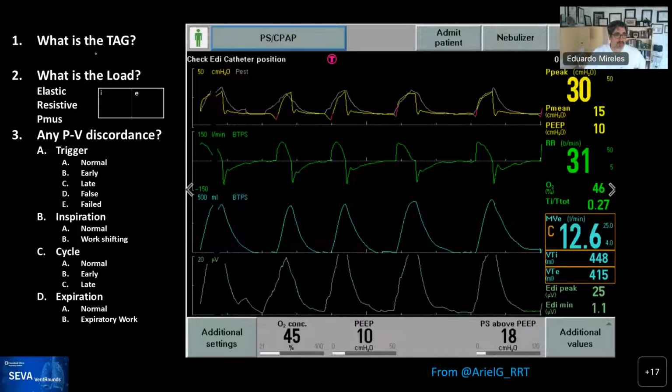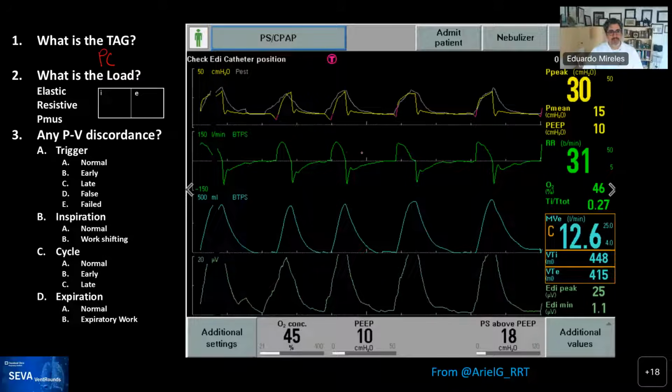And then you guys have put CSV, meaning you recognize that this is a continuous spontaneous ventilation breath sequence. And by that, we mean that every single breath that we see here, you can see that it's triggered by the patient.